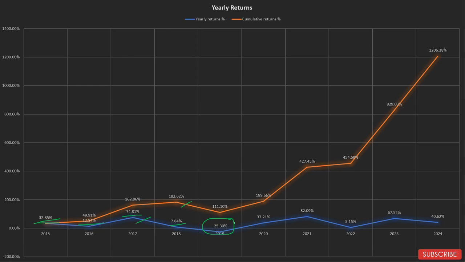The situation improved in 2020. The returns were 37.21%. 2021 was a very good year for the sector with returns of 82.09%. 2022 was a dull year for this sector with returns of 5.15%. Then 2023 and 2024 were good years for the sector with 67.52% and 40.62% returns respectively. So over the last 10 years, the cumulative returns of the sector are 1206.38%.